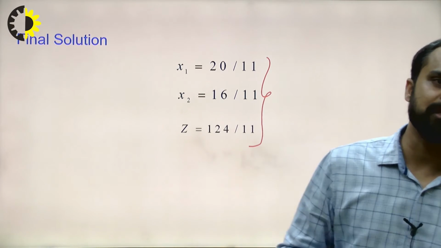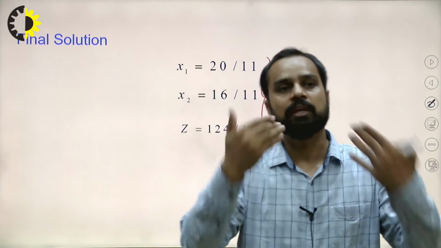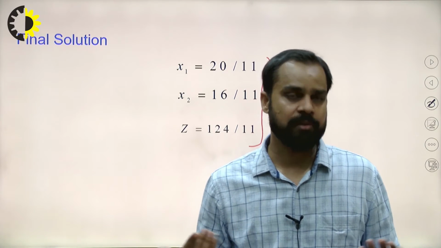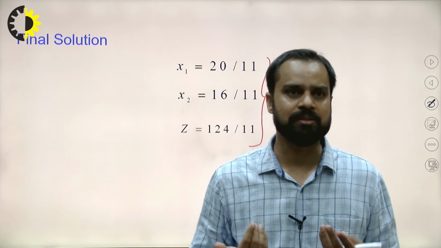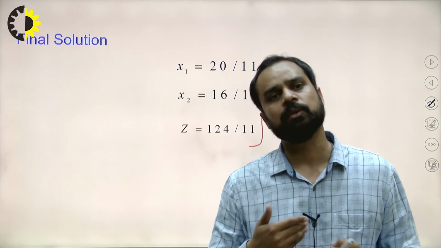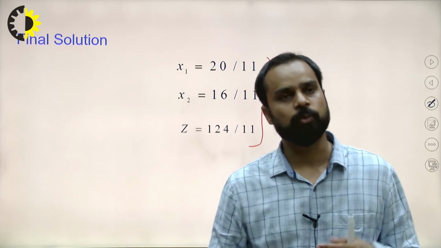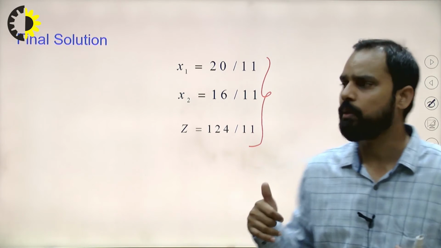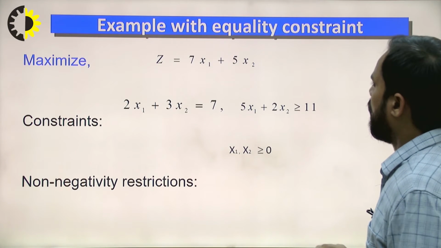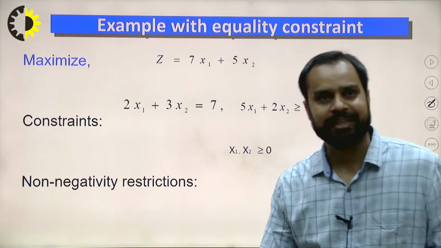Once we get the initial basic feasible solution, we can do the further iterations by applying matrix operations. I have already discussed how we can apply the matrix operation and how we have to select the key column and key row. So many problems I have discussed related to this, so I am not going to discuss it in detail. Now the example with equality constraint.